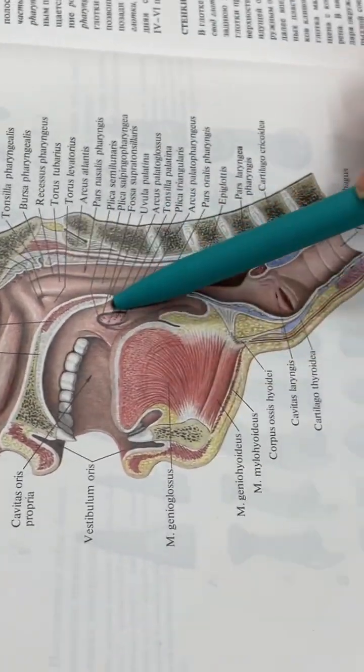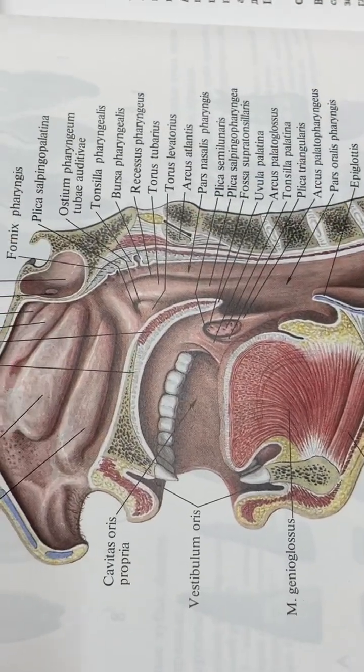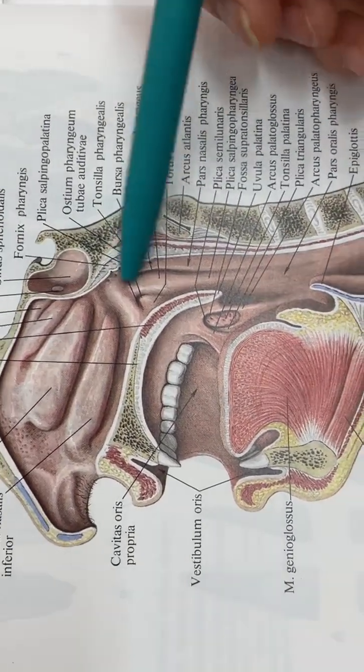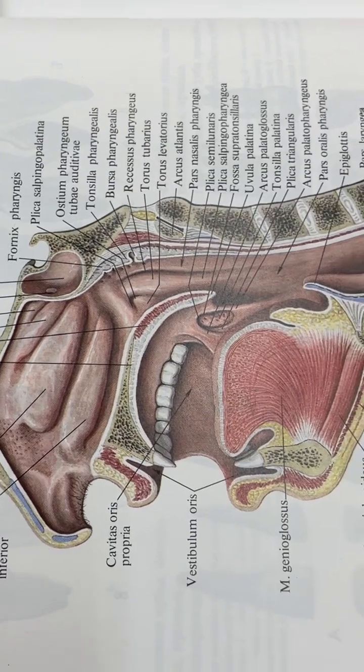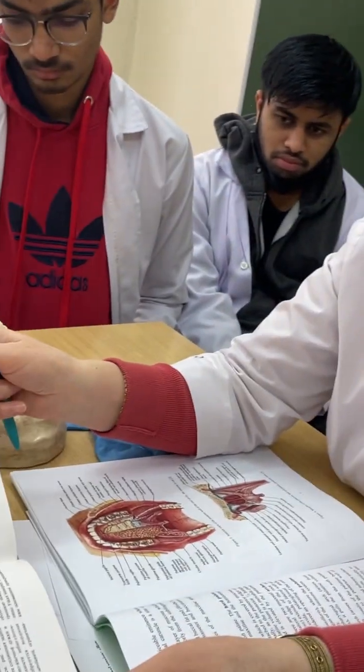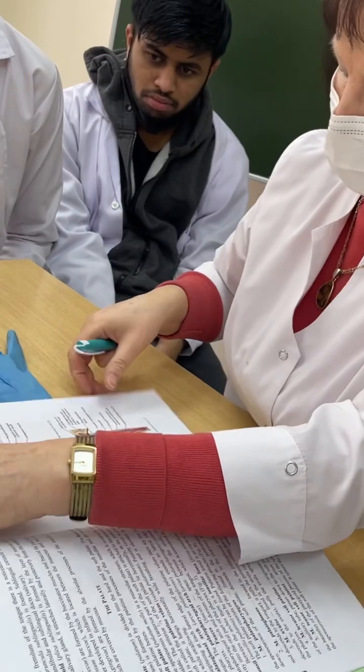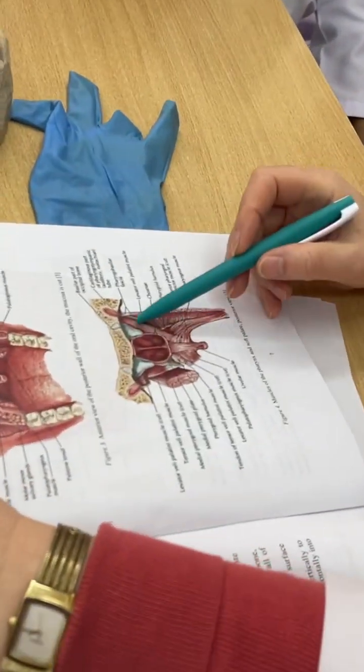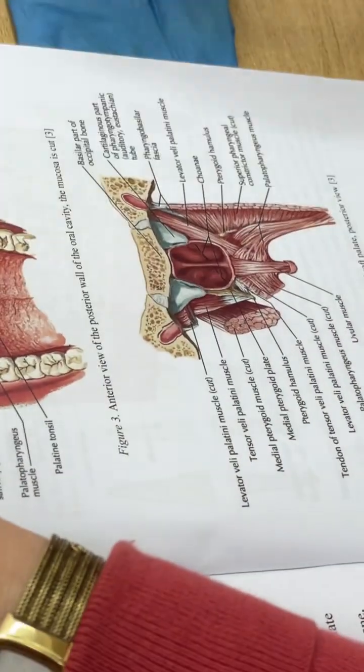But we have not only this muscle. We have two muscles which come to the palate from above, and these muscles are called tensor and levator veli palatini. They come from the top. So here you can see them like this.